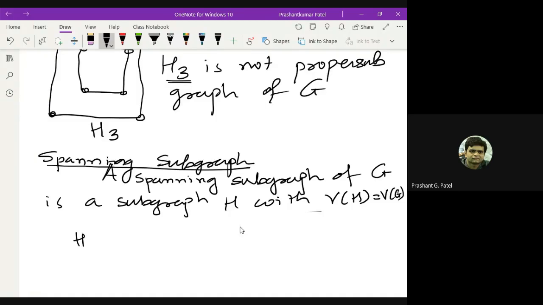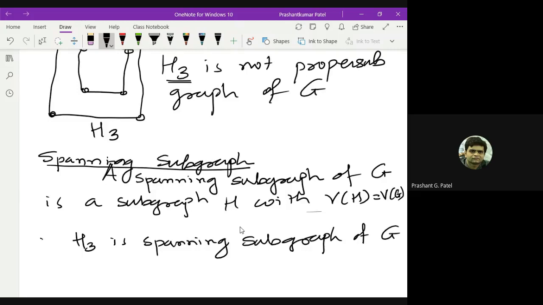So here I can say that H3 is a spanning subgraph of G. So that is the definition of a spanning subgraph. There is also one more definition, known as the spanning supergraph of G. So I hope that everyone is now able to define what you mean by a spanning supergraph. Can somebody try to define a spanning supergraph?